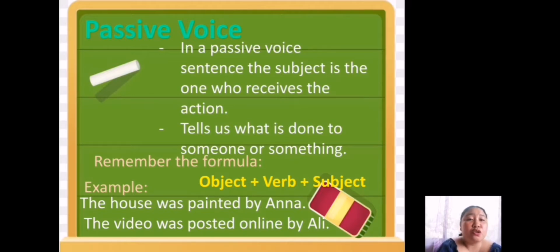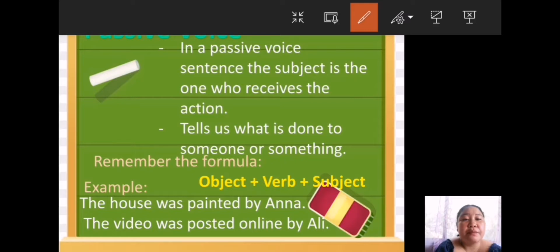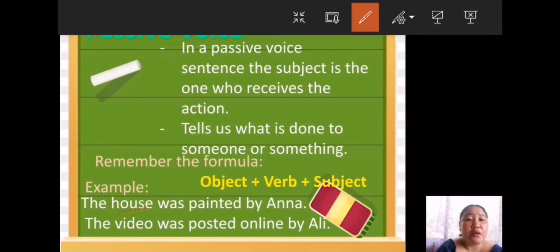So we should also remember the formula in constructing passive voice. It is the object, verb, and subject. If it is in the active voice, subject comes first, then verb, and then object. But in the passive voice, object comes first, verb, then subject. So example, house here, this is the object, the house, that is our object.